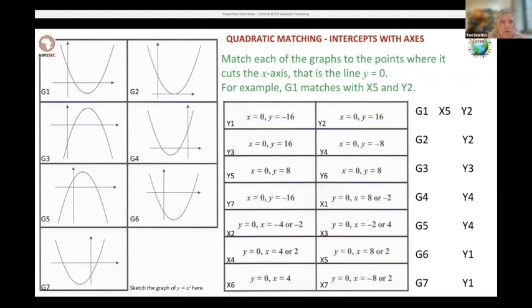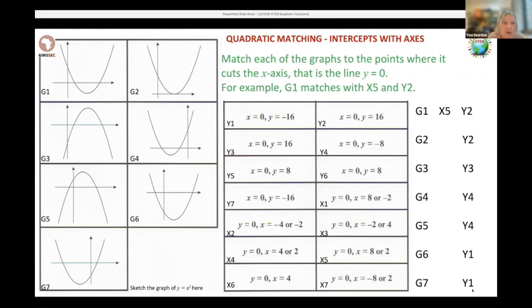For example, if you see the G1 card, it cuts the x-axis at the points 2 and 8, and it cuts the y-axis, we've given that to you, at the point where x equals 0 and y equals 16. So the G1 card matches with the x5 card here, which gives you x equals 2 or 8 when y equals 0, and we've given you the y card that it matches.